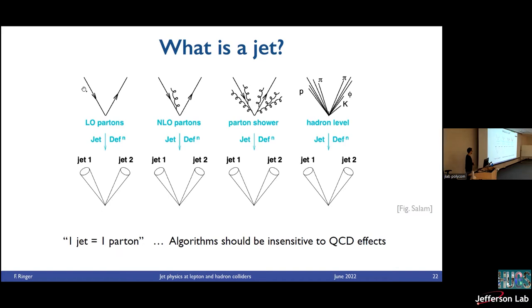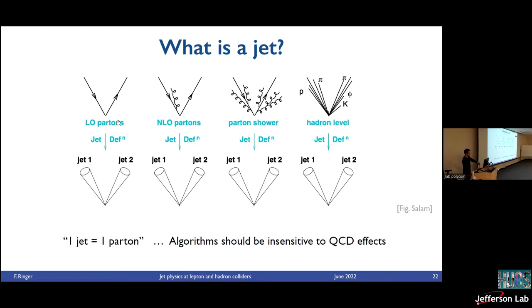It should basically undo all these additional higher order QCD effects, right? So when I draw a cone around this, I basically add the momenta of these two particles, and I again recover the situation here on the left. And if I can do that sufficiently well, then indeed the jet that I define, the one that I found here as jet one, really corresponds again to this parton level quark jet that I found in this leading order picture.